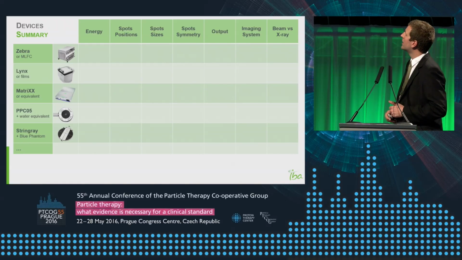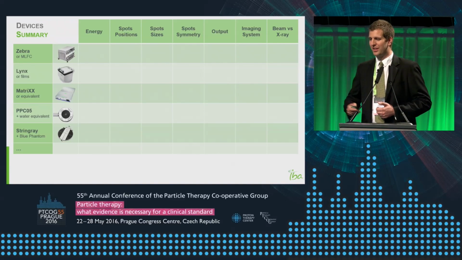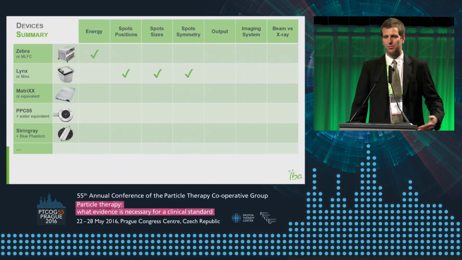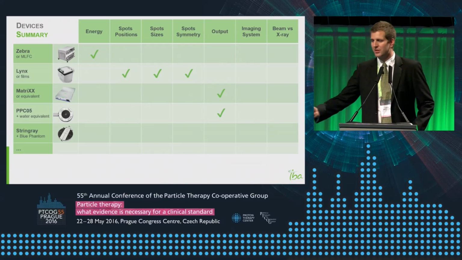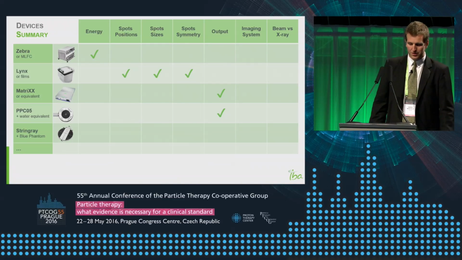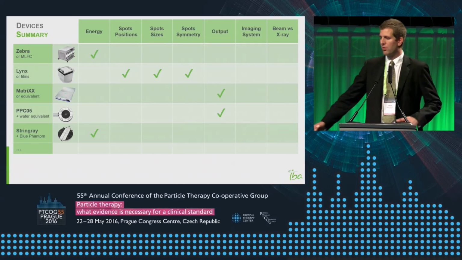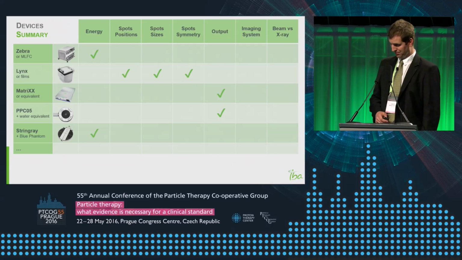What was used today? So today we have what we call the IBA zoo. You have, for instance, very specific devices, such as the Zebra, which is great at measuring the energy. We have a Lynx, which is good to measure spot properties. We have matrices, which is a great patient QA device, but can also be used for machine QA. Then we have parallel chambers and so on.